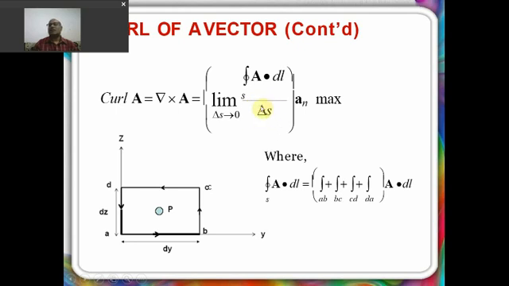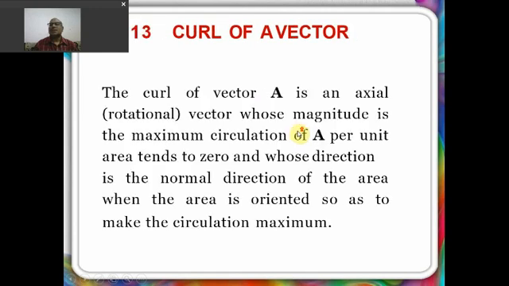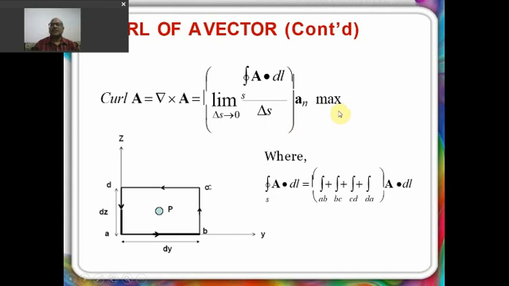Ratio is with the small surface, but the condition is that the small surface is tending to 0. Okay. So curl A is represented by del cross A. It's the vector product of del operator with the vector field, and it will be given as the limiting case of delta s tends to 0, integral A dot dl over C, divided by delta s, and the direction is the normal direction of the area. Okay. So it's the maximum circulation possible.